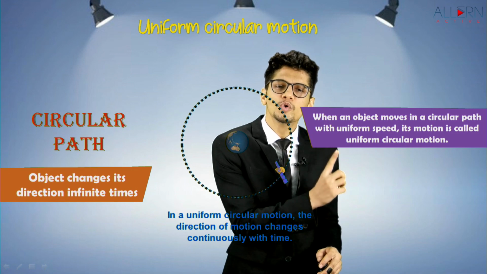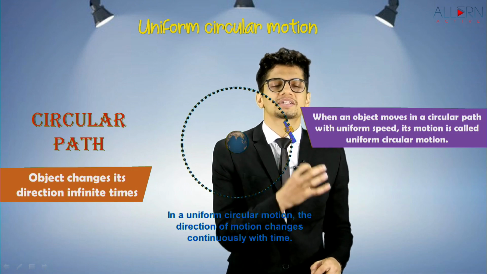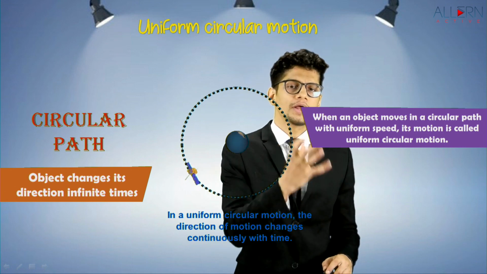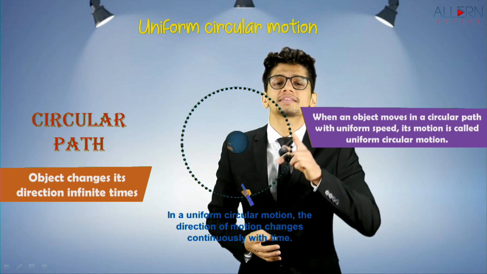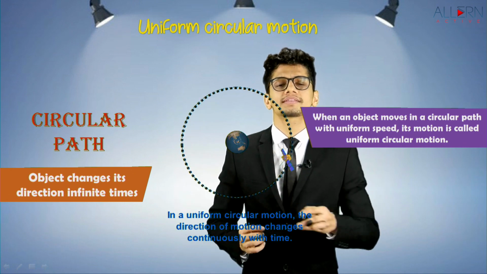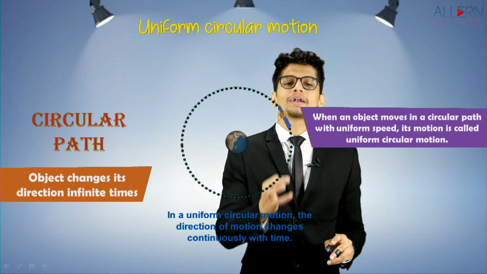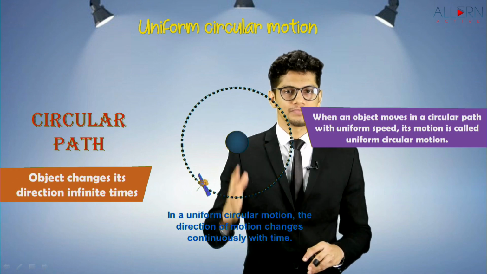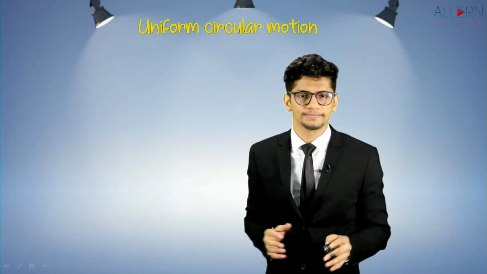So when an object moves in a circular path with uniform speed, its motion is called uniform circular motion. Or we can also say that motion of an object along the circumference of the circle. Remember, motion of an object along the circumference of the circle with constant speed is called uniform circular motion. So now we know what the definition of uniform circular motion is.